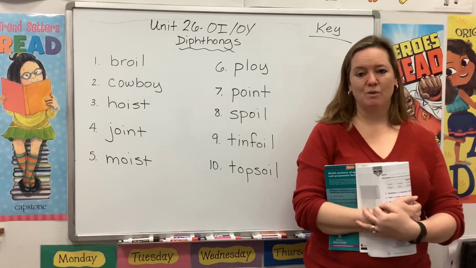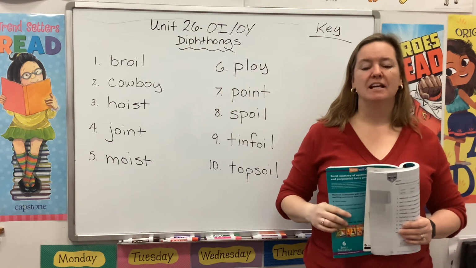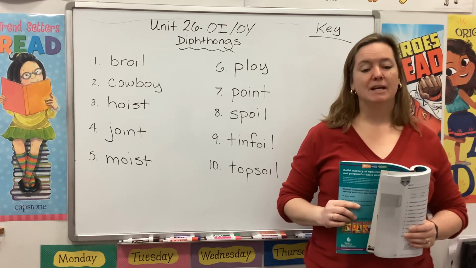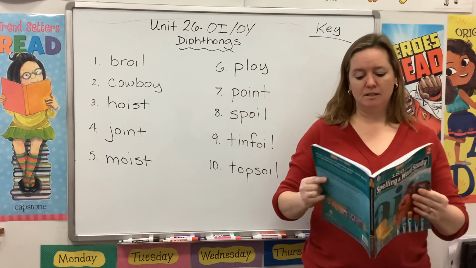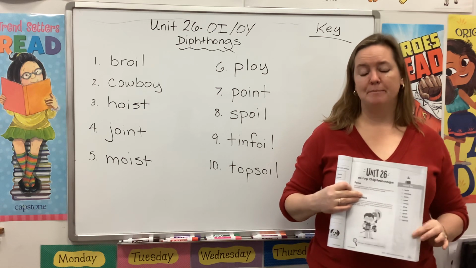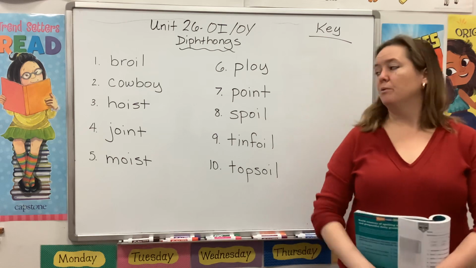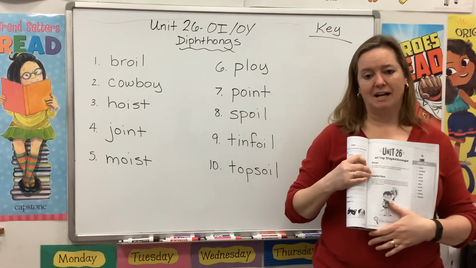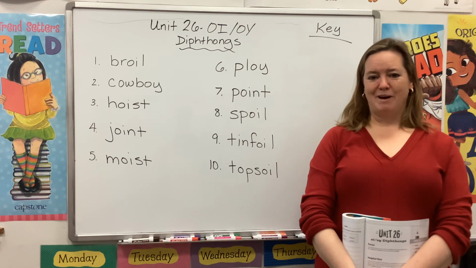My name is Mrs. Rhoades and I'm here to get you started on Unit 26, the OI and OY, OI diphthongs. Please take a second to gather your materials. You will need your teal book open to page 161. You will also need some colorful pens, markers, or crayons. Remember, whatever I mark on my board, you should be marking on your paper. Please save room for a key as well.